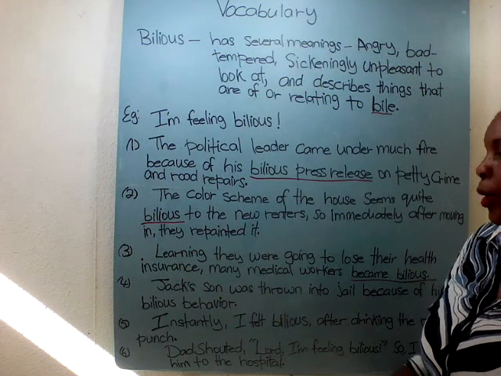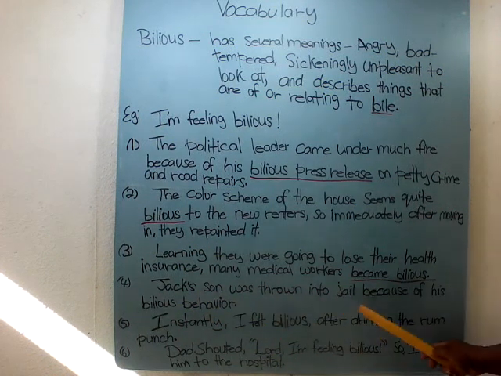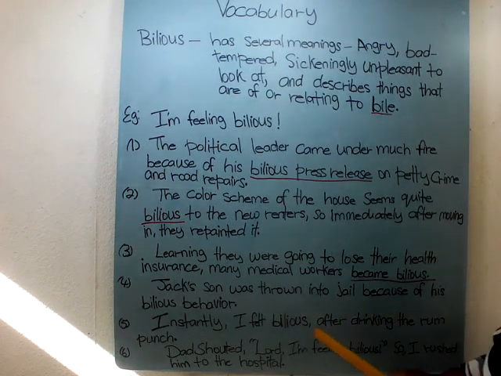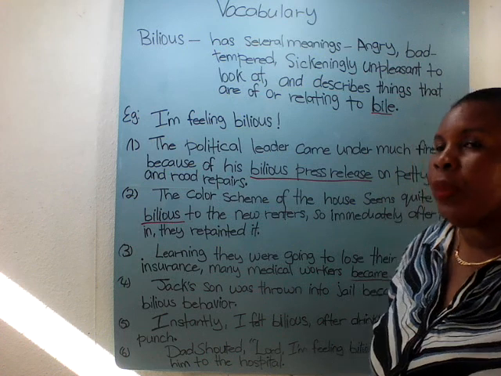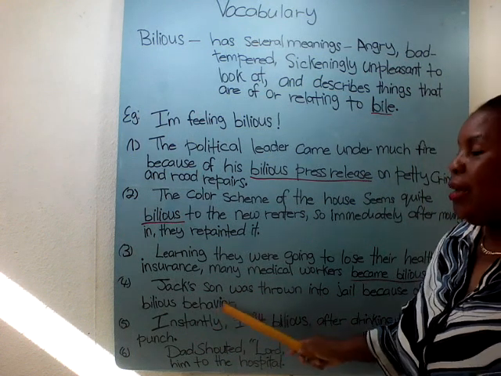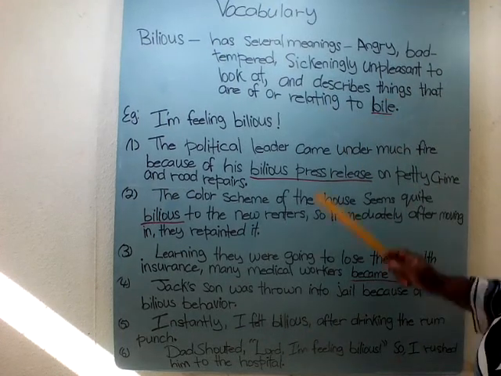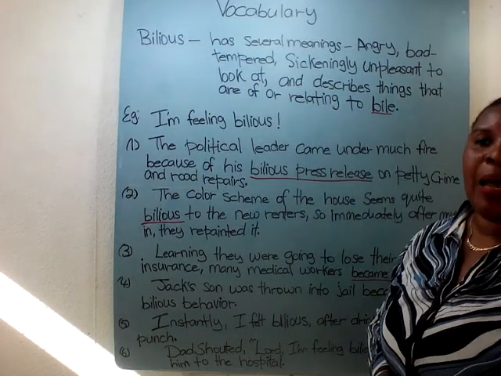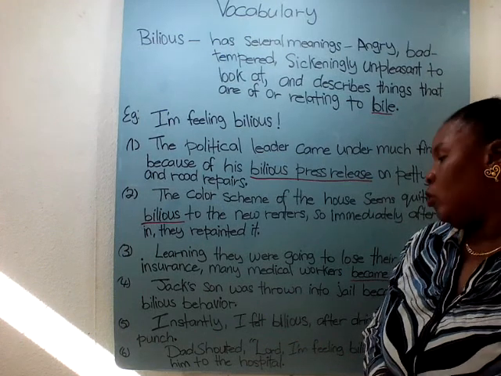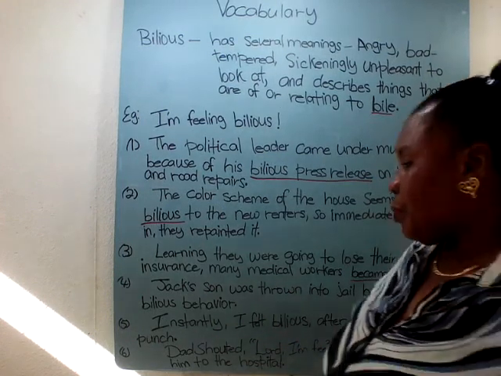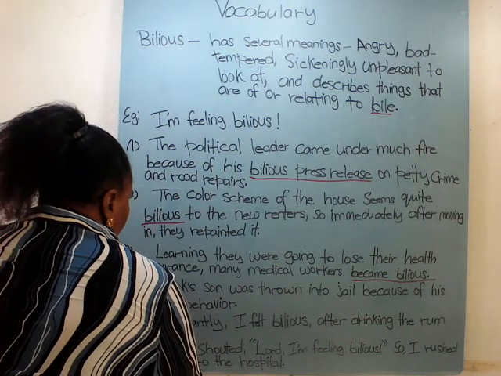Number 4. Jack's son was thrown into jail because of his bilious behavior. So in this case it would be anger or bad tempered. So that being bad tempered, it might destroy someone's what? Property. He might have destroyed someone's property.